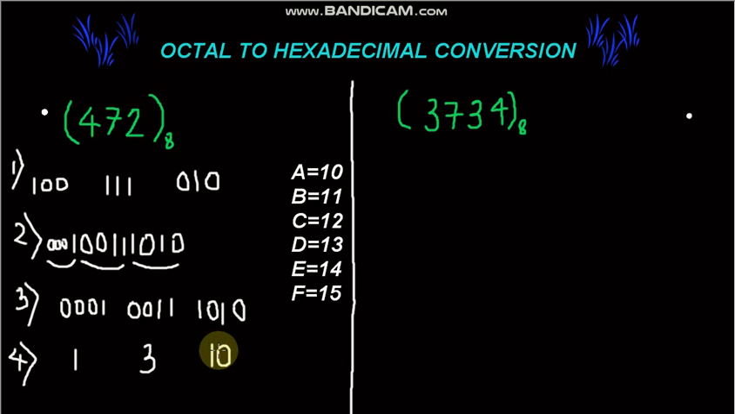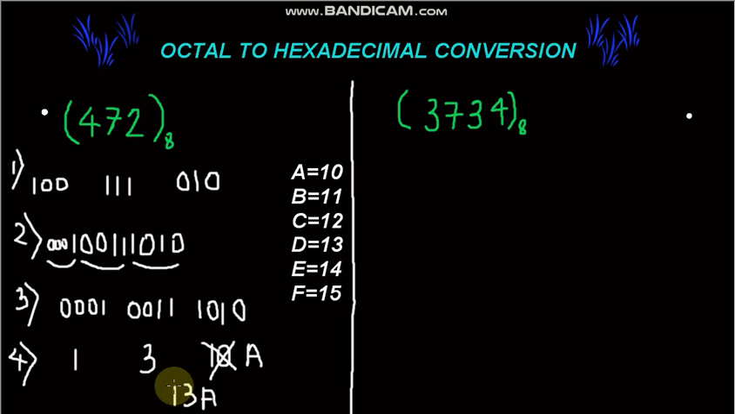But we all know that in hexadecimal numbers we cannot write the numbers as 10, 11, 12, 13, 14 or 15. Instead, if such numbers come across, then we have to represent them by letters, and we can see here in the reference that the number 10 is represented as A. So instead of writing 10, we have to write A, and so our number is 13A.